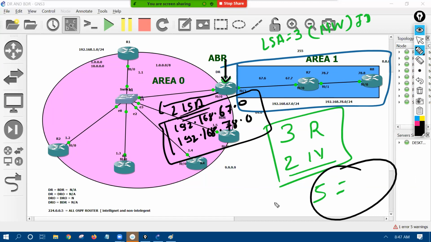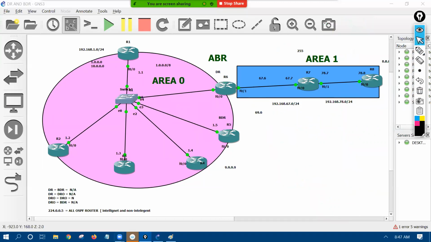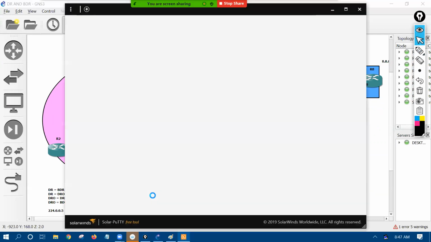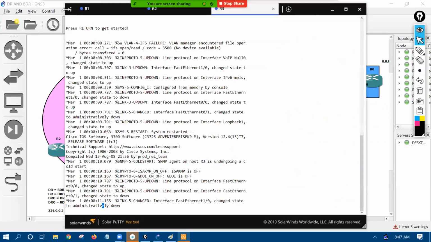So this is the bit. What's the meaning of summary? Summary means summarize the information. So I'm summarizing. Can you see? From 5 it's sent as 2. So instead of maintaining the 5 LSA, now this guy is going to maintain only 2 LSA information. Right? Now let me open this. Make sure that you must have an ABR. If you don't have an ABR, summary LSA will not be there.